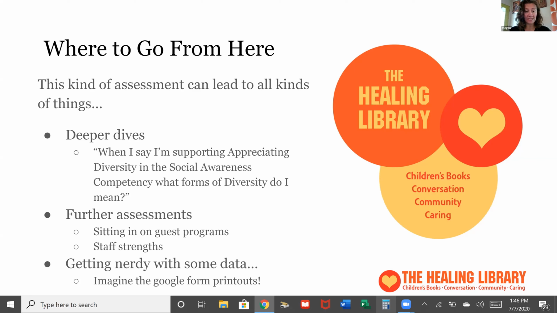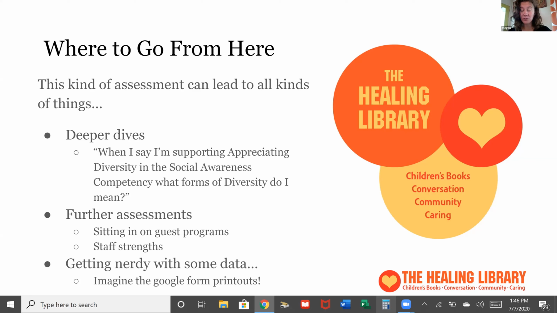It can lead to further assessment, which might just mean sitting in on guest programs to determine, all right, so we have these goals now for social emotional learning, and we have these partners who come in and teach programs. Are they actually doing any of this work without even realizing it? What kind of impact are we having in that area?